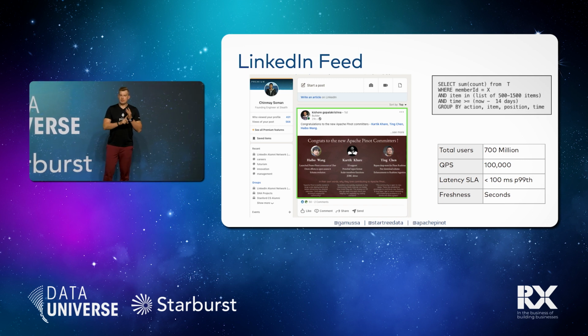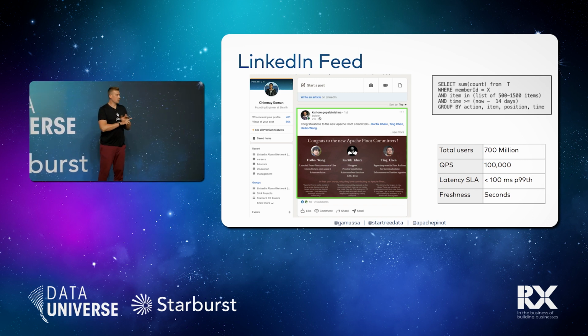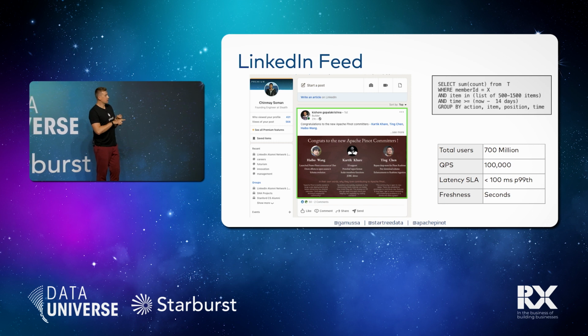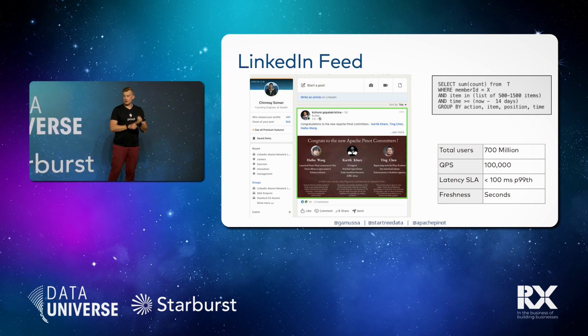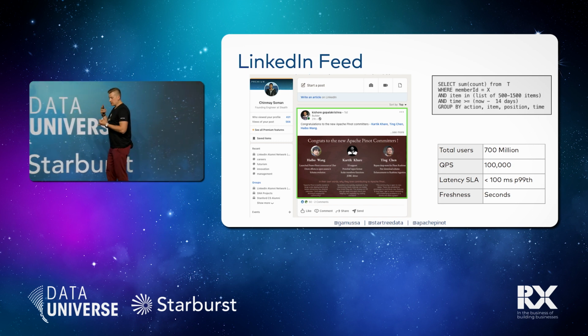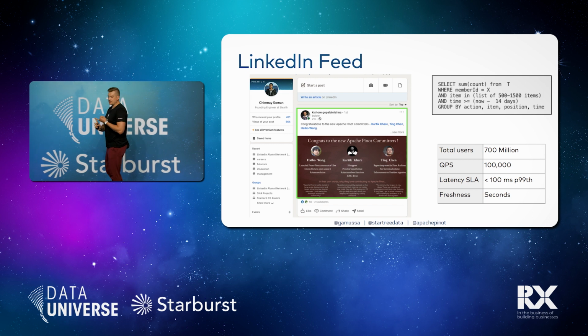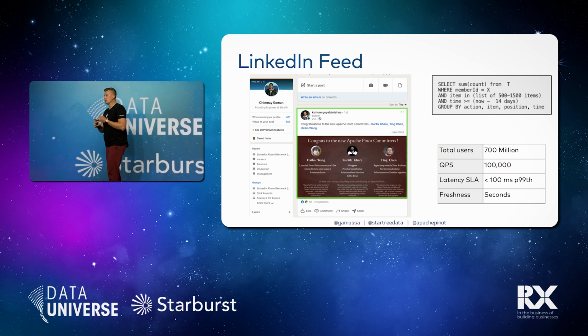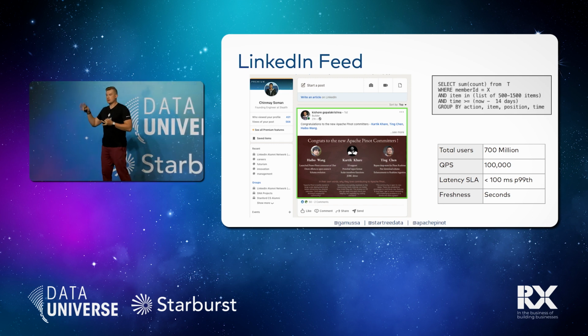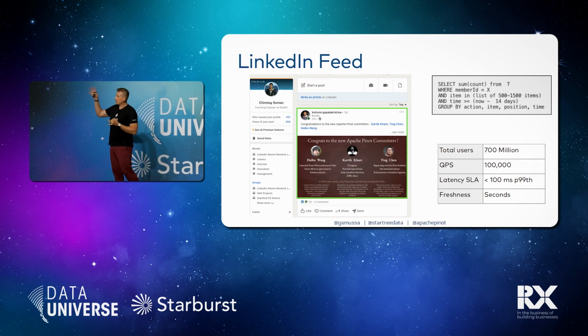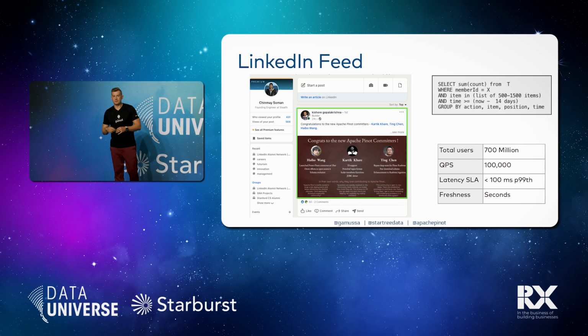So what kind of characteristics are we looking at here? First of all, freshness. We want data that is really very fresh, a matter of minutes, seconds. The second one is high concurrency. Multiple users would like to see this data. Many people go into LinkedIn, and this query needs to be executed against multiple simultaneous requests.